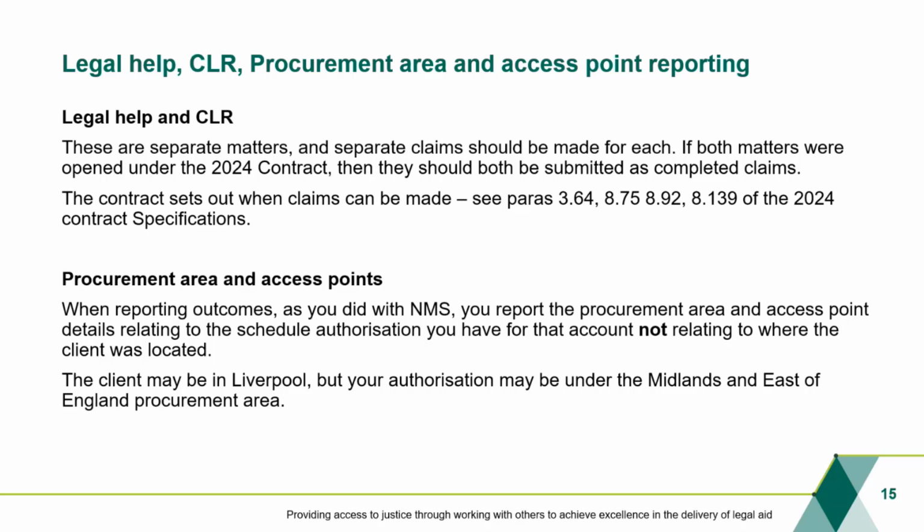As with reporting your NMS, when you're reporting your submissions for outcomes, you need to report the claim against a procurement area and access point combination. And the same rules apply here as they did with the NMS, that it's not about where the client was located, it's about which office and authorization the claim is linked to. So again, if for instance you had a client who was in Liverpool, but your office was in the Midlands and East of England procurement area, which is what is on your office schedule, then it's the Midlands and East of England procurement area that should be reported against that claim.